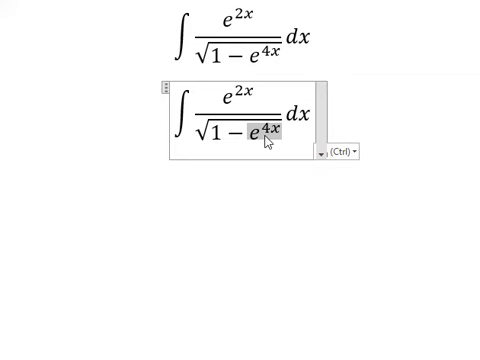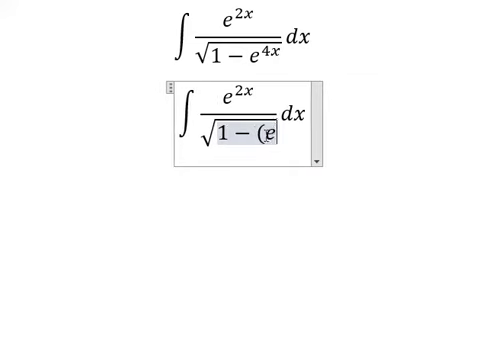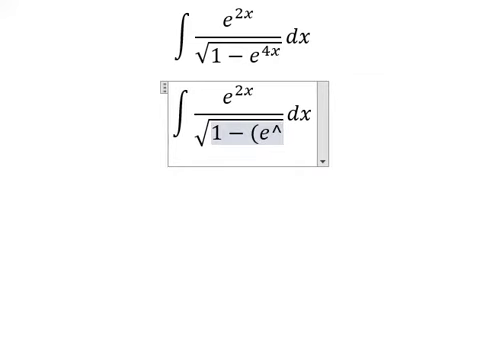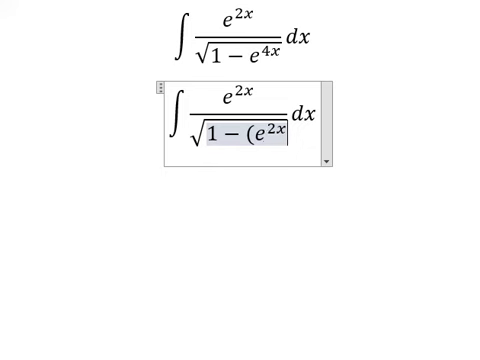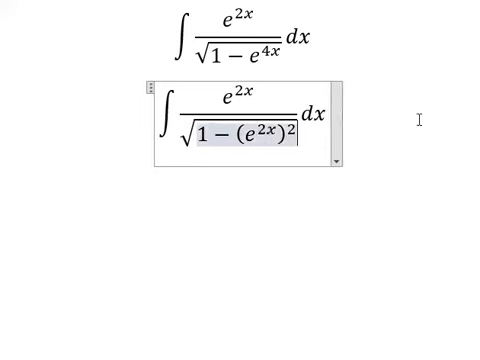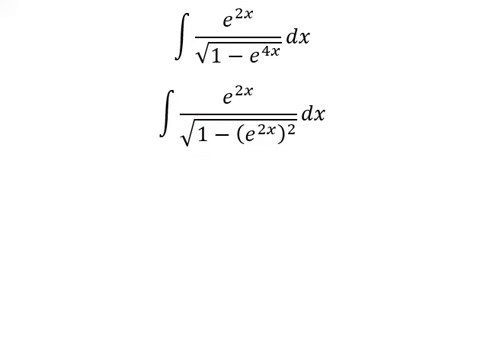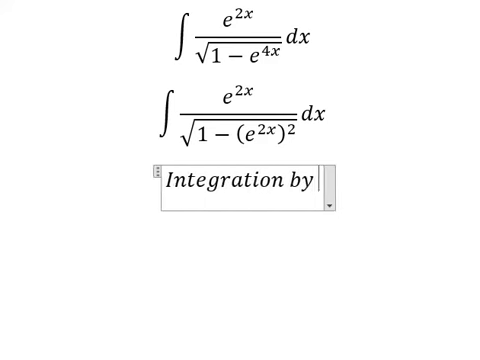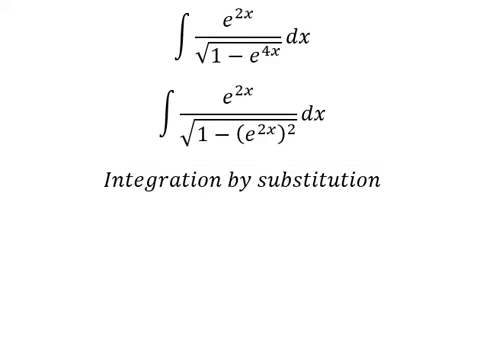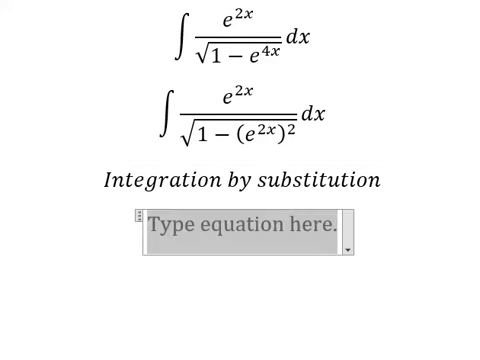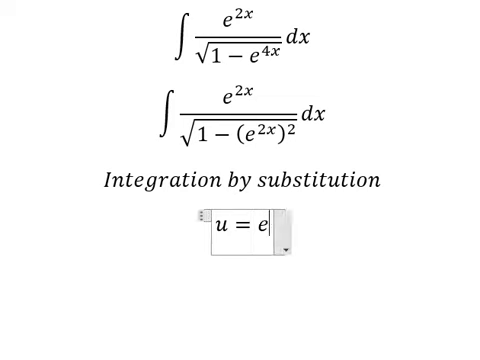This one we can put into e to the power of 2x, everything to the power of 2. Next, we can use integration by substitution. So I will put u equals e to the power of 2x.